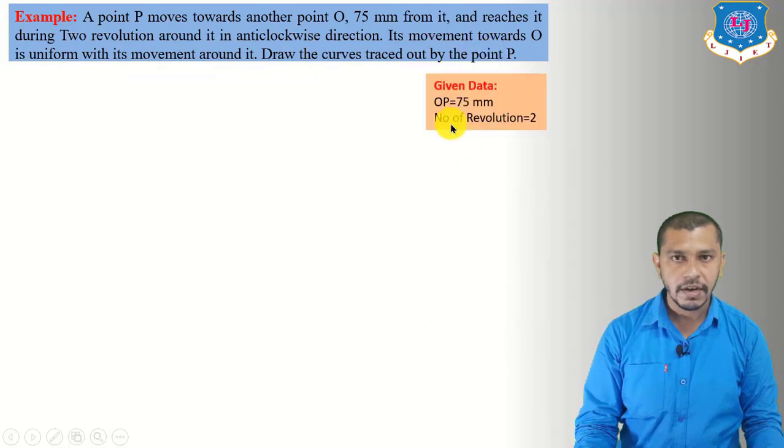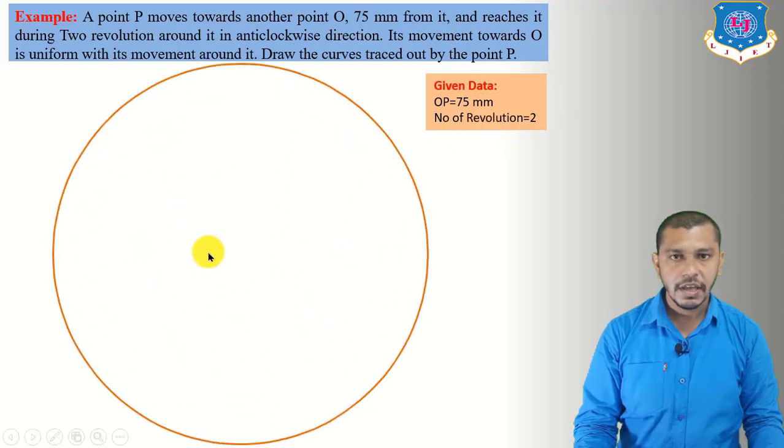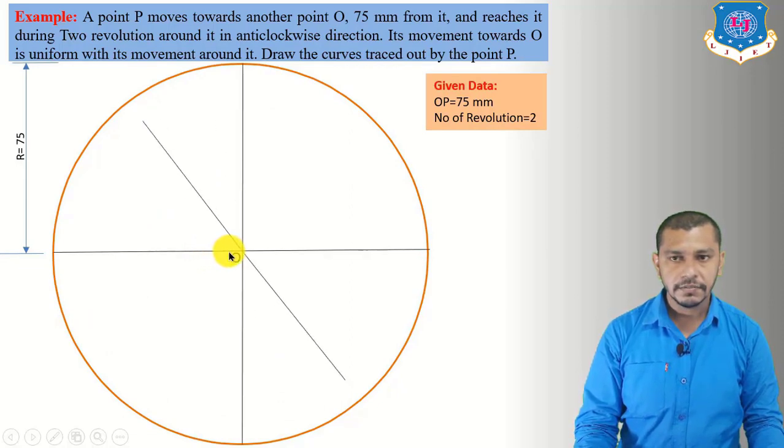So here the given data is again OP equal to 75 mm, the distance between O and P. Number of revolutions is 2. Right now the number of convolutions or revolutions is 2. That means it is for 720 degree, not 360 degree. 360 degree is 1 convolution, plus 360 degree is equal to 2 convolutions. It is equal to 720 degree. So first of all draw a circle having radius equal to 75 mm. Now divide the circle into 8 equal parts.